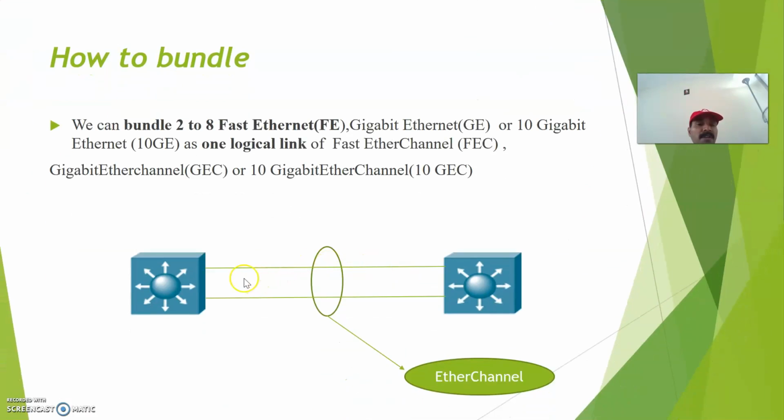How to bundle? We can bundle 2 to 8 Fast Ethernet links, Gigabit Ethernet links, or 10 Gigabit Ethernet links into one logical EtherChannel, right? So we can bundle multiple physical Ethernet links into a single logical EtherChannel.